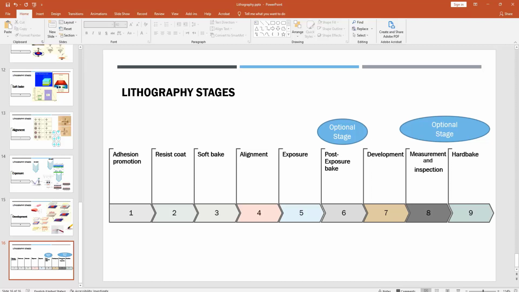And that's it. It was all about photolithography. The details will be said in future clips.